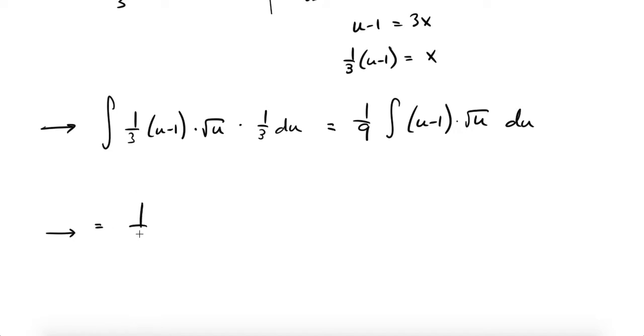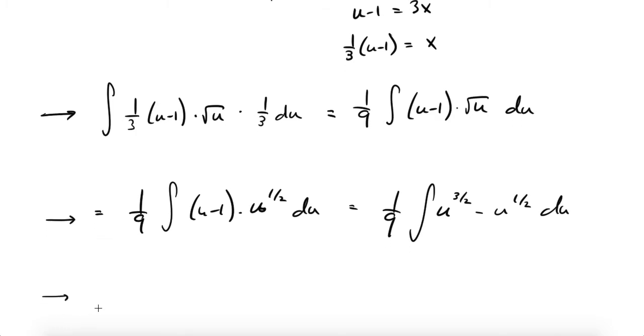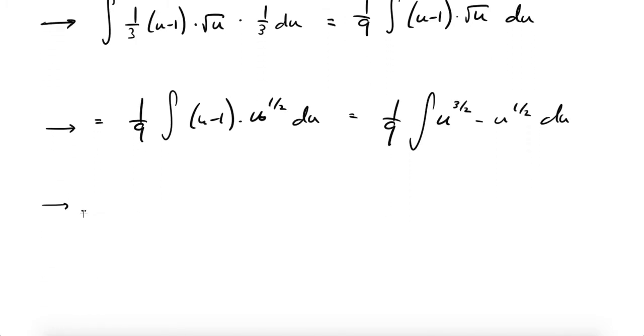And that is, I'm going to take this u minus 1, and I'm going to recognize that this is u to the 1/2 power, since that's what square root is. And then, because these things are not composite, I can just distribute this u to the 1/2. So this is u to the 1st times u to the 1/2 for a grand total of u to the 3/2 minus u to the 1/2 du. And now I can just use the power rule for integrals. So this is 1/9.